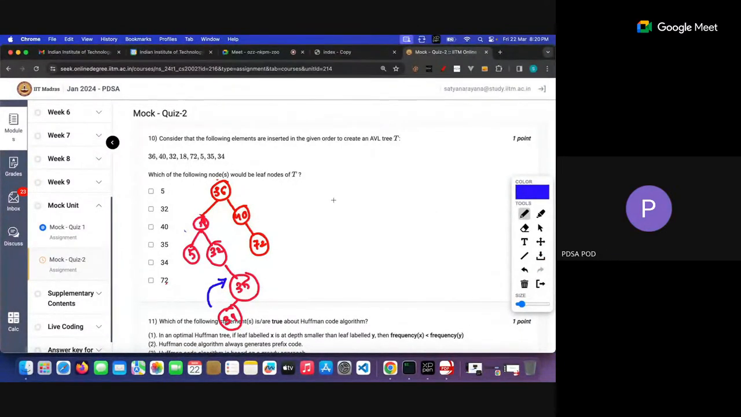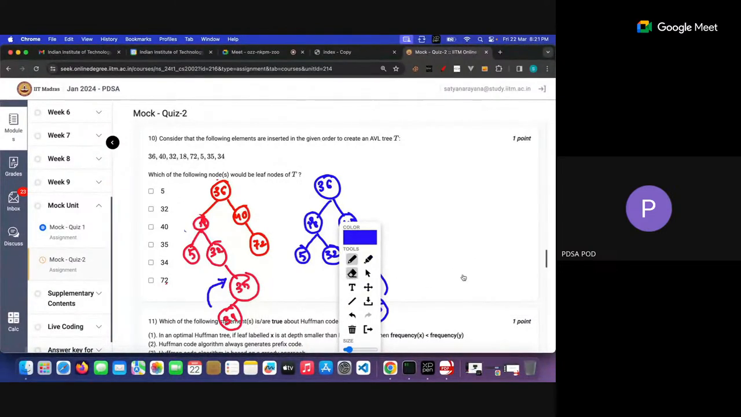Once you do the right rotation, 34 will become the root of this subtree. 18 is as it is, 40 is as it is, and 5 and 32 are here. Up to here there is no problem. Then after 34 comes 35. Here one more rotation takes place, that is, sorry, a left rotation. So right rotation plus left rotation. After doing the right rotation, you get a change in this.